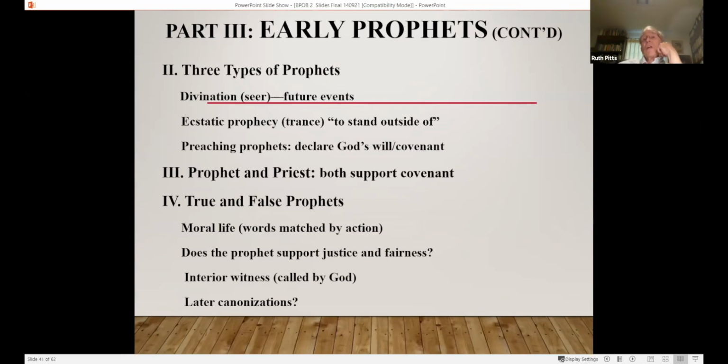Types of prophets. There are a few in the Old Testament who are seers, who look for future events. There are also the ecstatic prophets. Ecstasy means literally to stand outside yourself, or to be in a trance. You're occupied by a spirit, and that speaks for you. And the Canaanites, as you remember, their prophets, as they challenged Elijah, went in that direction. And then what we have in the Old Testament, preaching prophets, or prophets who declare the will of God under the covenant, what we should be doing.